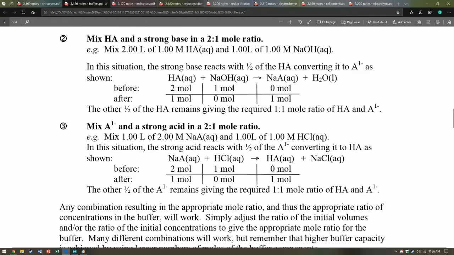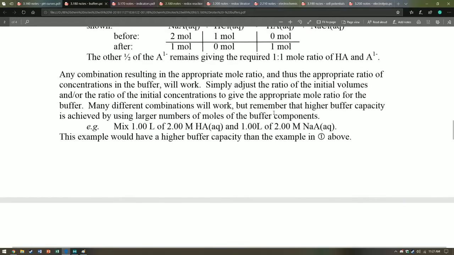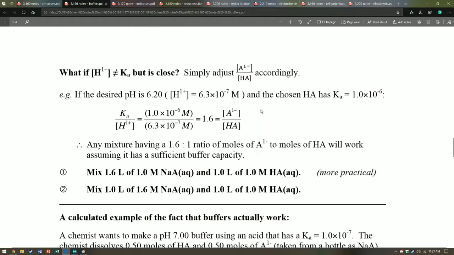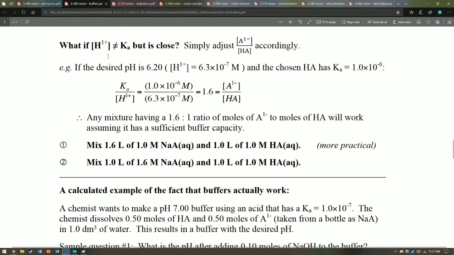So here we have 2 and 1. Since this is the limiting reagent, only 1 mole of this will react. This will go to 0. 1 mole of this will react, and we get 1 and 1 mole here. Remember that this ionic salt will dissociate in water completely, and we get 1 mole of acid to 1 mole of its conjugate base. And likewise, that's also true here. If HA is not equal to A minus, but it's close, you can adjust the ratio accordingly to get what you want, more or less.